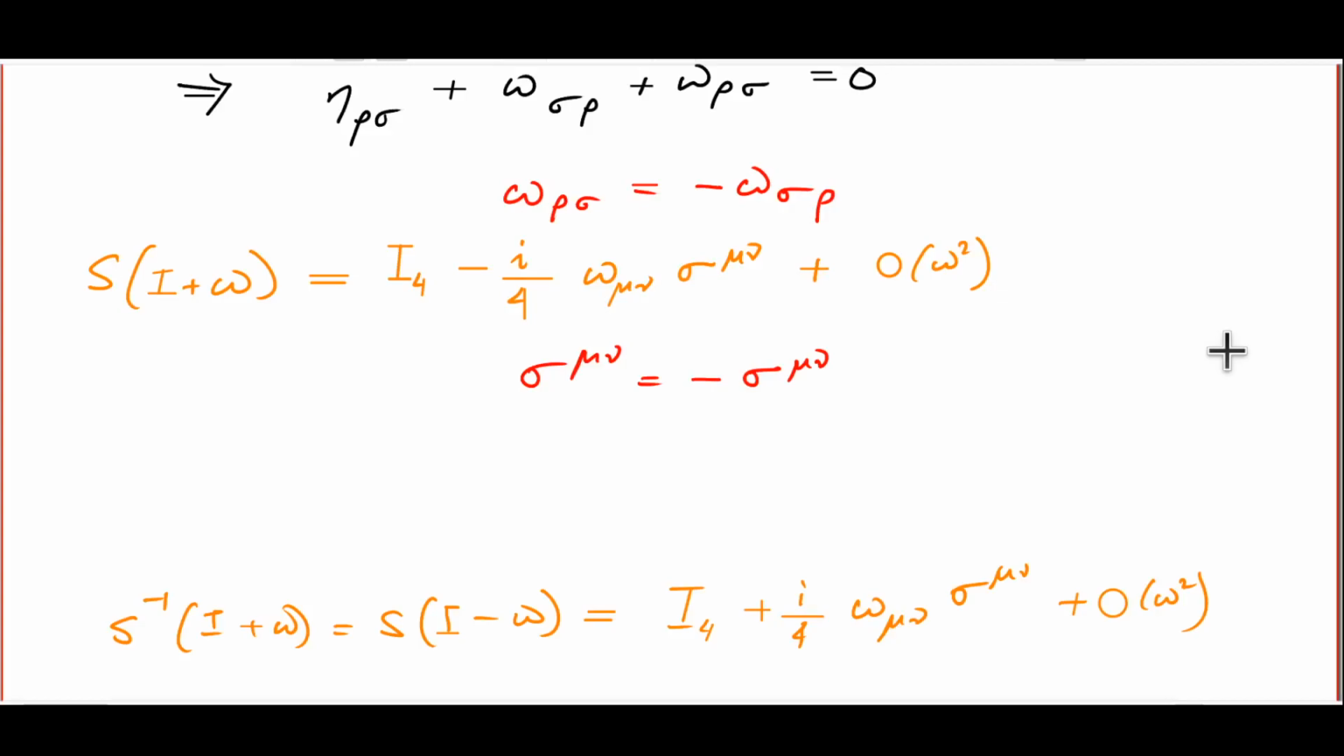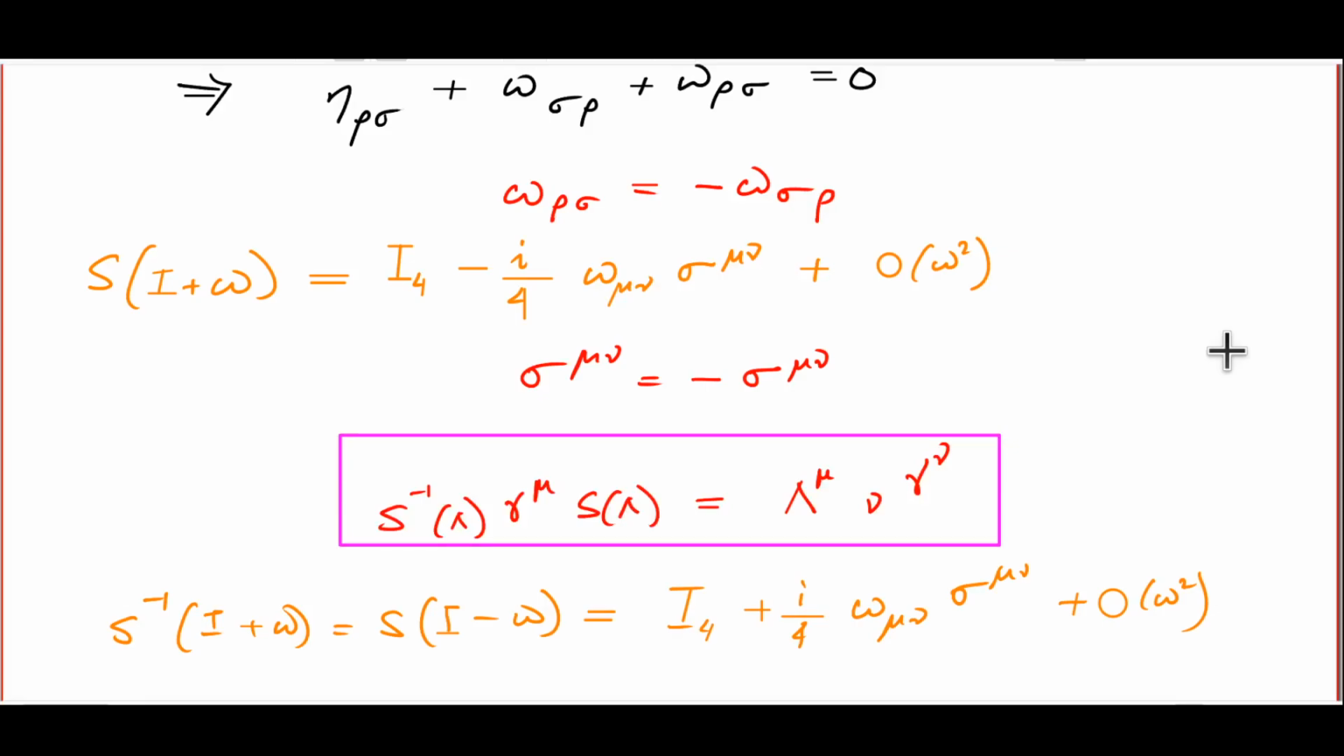Our job now is to find out these sigma matrices explicitly. And for that, we will have to fall back upon our basic demand that S inverse lambda gamma mu S lambda has to be lambda mu nu gamma nu. Of course, for this we need to know the inverse of this particular S matrix for the infinitesimal transformation, but that's actually pretty easy. S inverse of I plus omega has to be the S corresponding to the inverse Lorentz transformation, and it is easy to establish that the inverse Lorentz transformation corresponds to just changing the sign of omega.